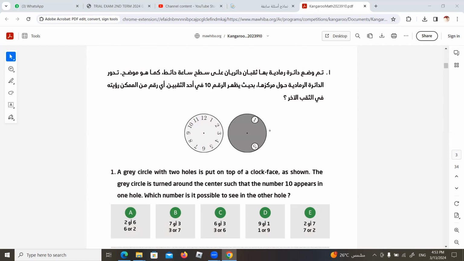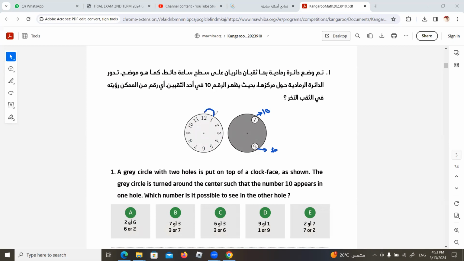As you see, we have two holes here. So the number 10 may appear in this hole or in this hole. So it may appear at 1 and may appear at 5. So let's start with the two cases. The first case, if it appears at 1, I'm going to turn it into 10.